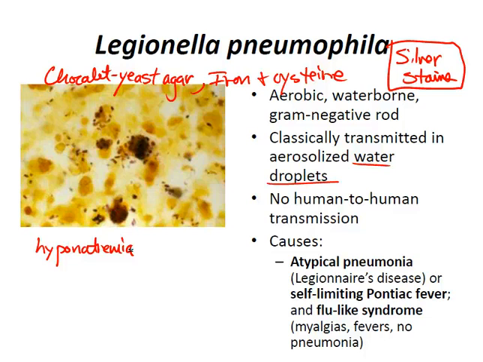In addition to a prominent non-productive cough, severe Legionella pneumonia can be accompanied by confusion, diarrhea, and signs of kidney damage, such as proteinuria or microscopic hematuria.